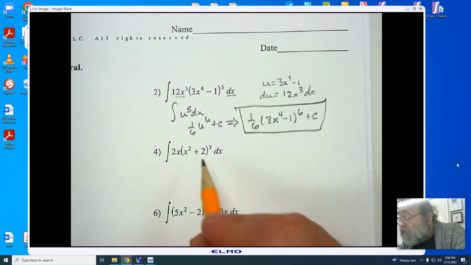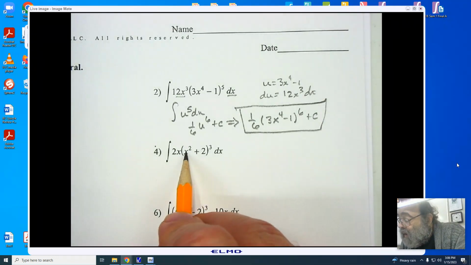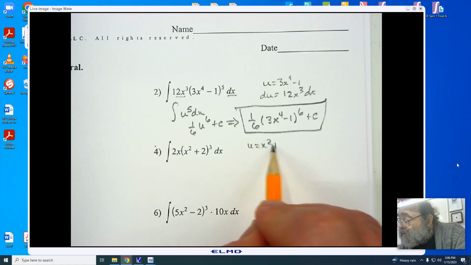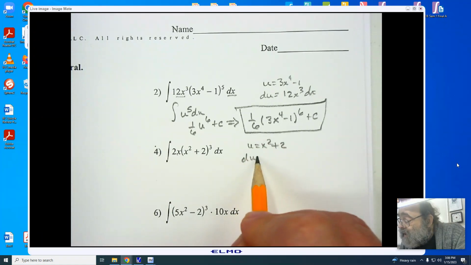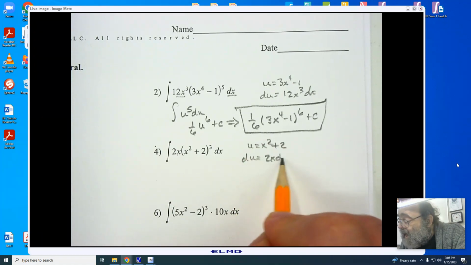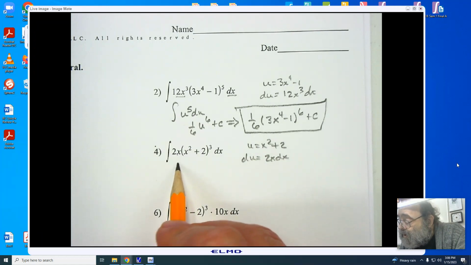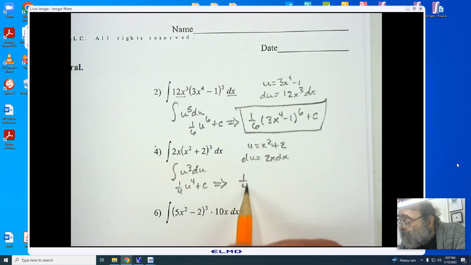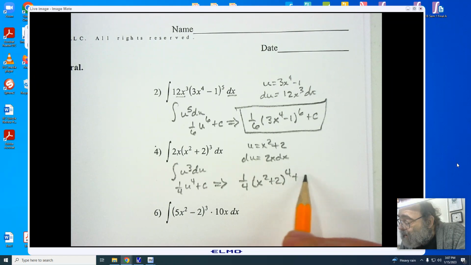Going to number 2. Once again, I see x squared to an x, so I let u equal x squared plus 2. du is then going to equal 2x dx. Direct substitution, the integration of u cubed du, 1/4 u to the fourth power plus c, and we back substitute to be 1/4 x squared plus 2 to the fourth power plus c.